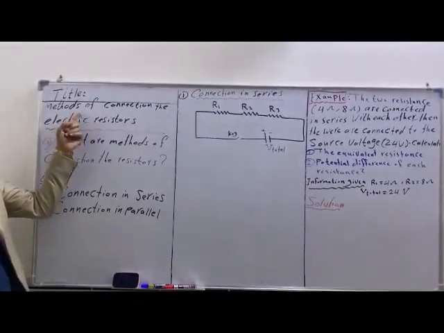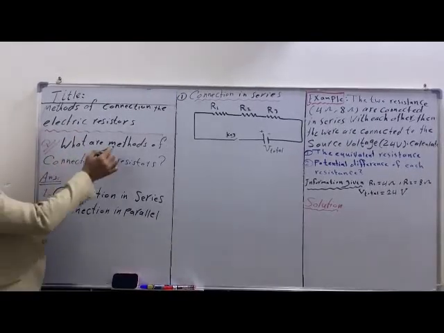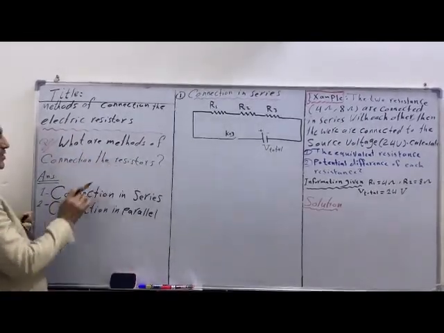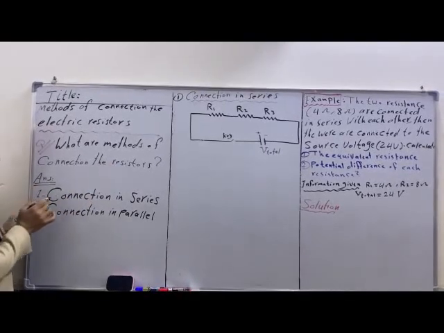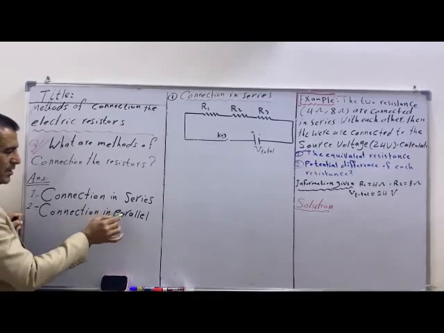The lesson: methods of connecting electric resistors. Question: What are the methods of connecting resistors? Answer: Number 1, connection in series. Number 2, connection in parallel.